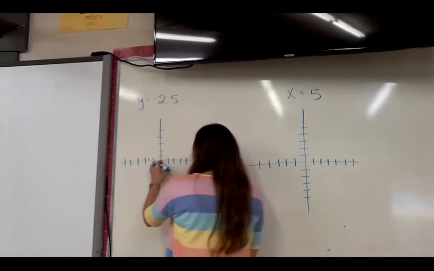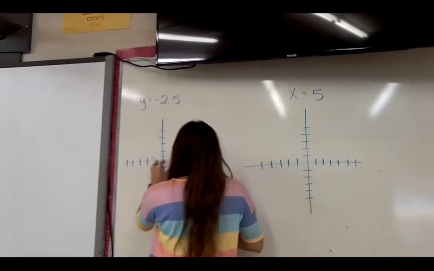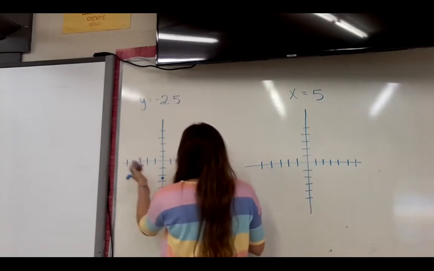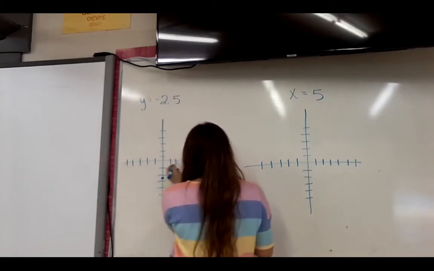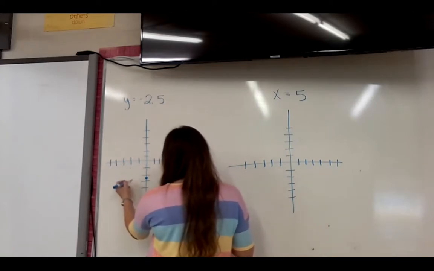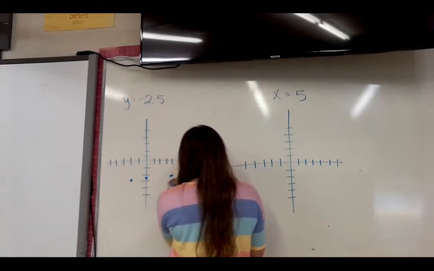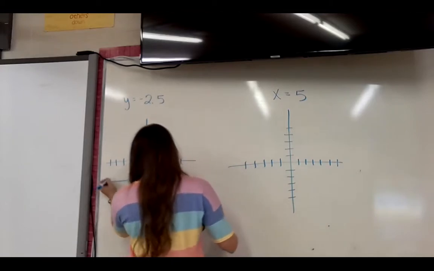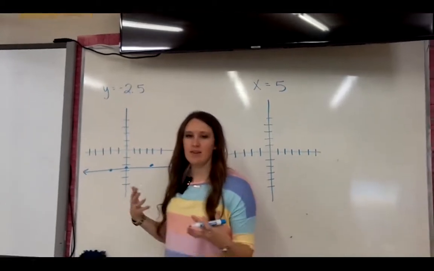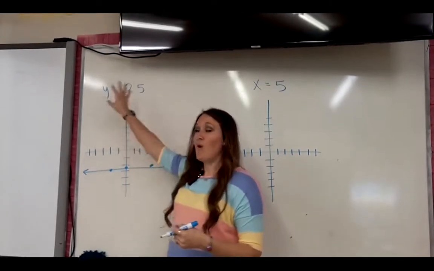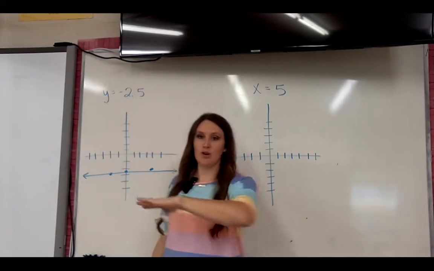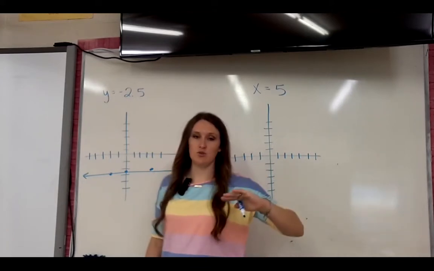So if x is 0, y is still -2.5. If x was 4, y is still going to be -2.5. If x is -2, y is still -2.5. So no matter what, y is -2.5. So it is a horizontal line. So think of it like, since it's a y equals, it's going to be equal with your x-axis because it's going to cross the y-axis at -2.5.